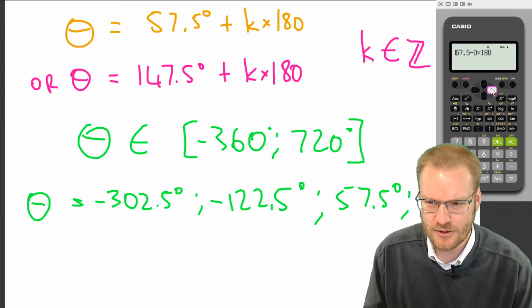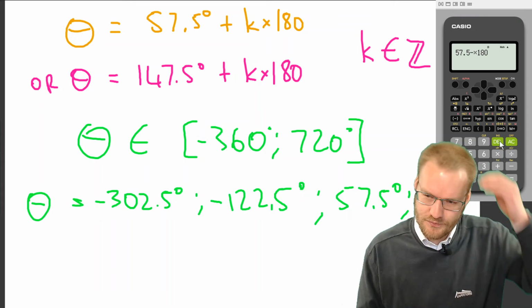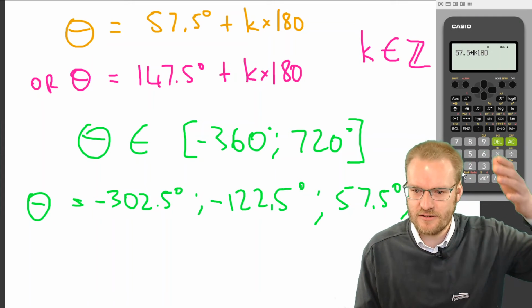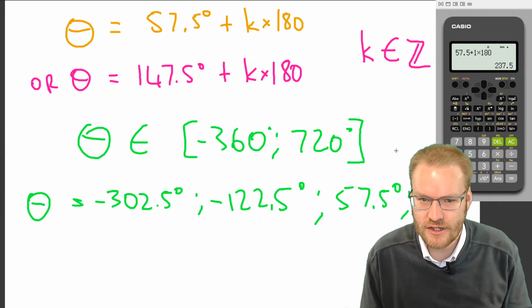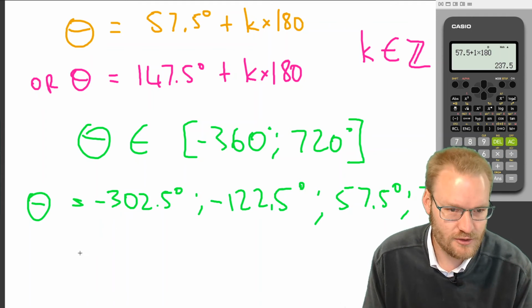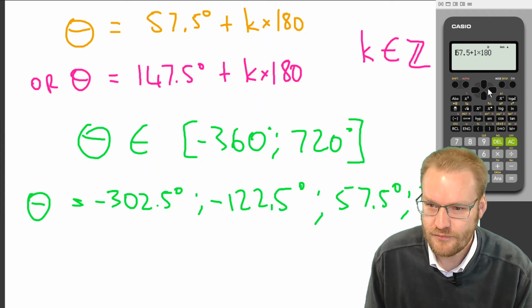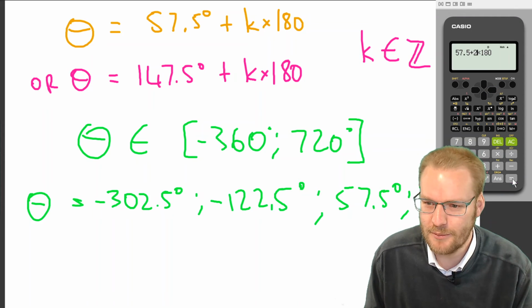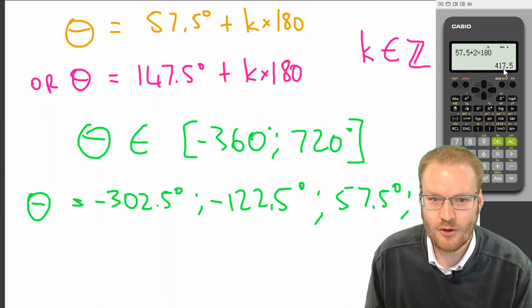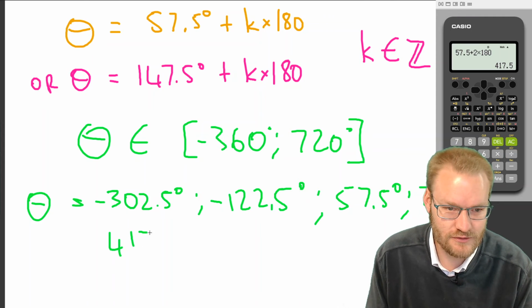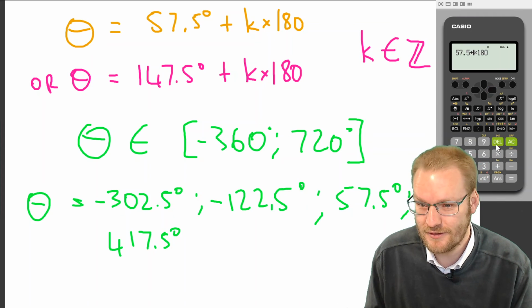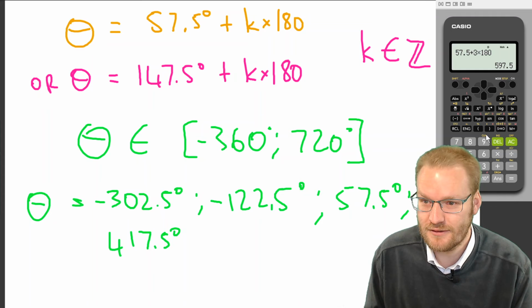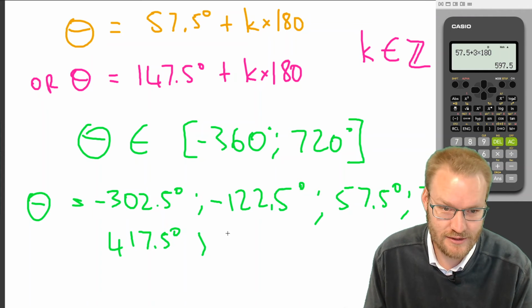Do you get the idea that we're just replacing our K? Now K was negative, let's make it positive, plus 1 times 180: 237,5, still within our range. And we can keep going. It's quite a big interval there, lots of solutions here. 417,5, yeah, still within our range. Keep going. 3 times 180: 597,5, still there.